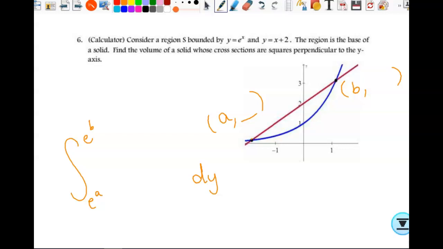All right. So how do we find volume? Integrate area. Okay, area of the cross-section. What's the shape of the cross-section? And then what is its formula in terms of x or y?